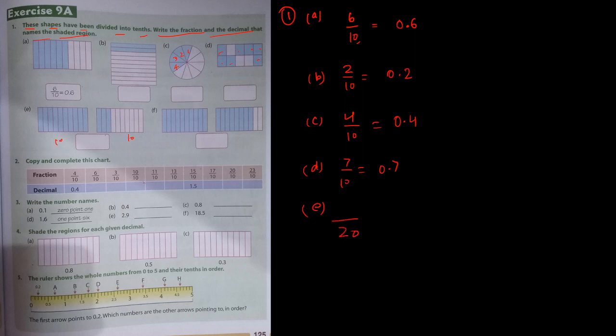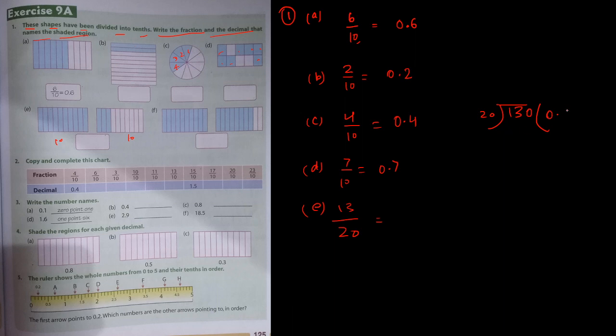Out of 20, how many are shaded? 10, 11, 12, 13 are shaded. So it will be 13 upon 20. So how to write it into decimal? What you have to do is divide 13 by 20. Fine. So you have to put a decimal because 13 is lesser than 20. So it will be 130.